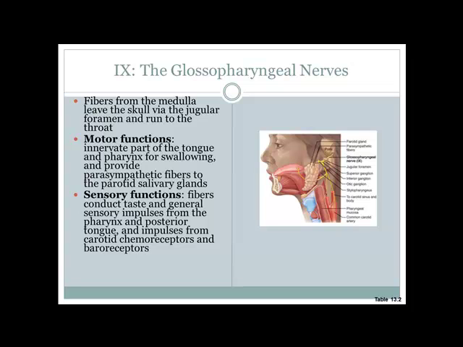Next one is glossopharyngeal. So glosso, tongue; pharyngeal, pharynx. So this is going to help with taste, and this is going to help out with swallowing, and it's going to help out a little bit with taste. The big sensory functions it's going to have are going to be checking out our carotid chemoreceptors and our baroreceptors.